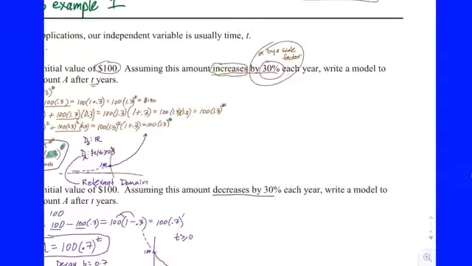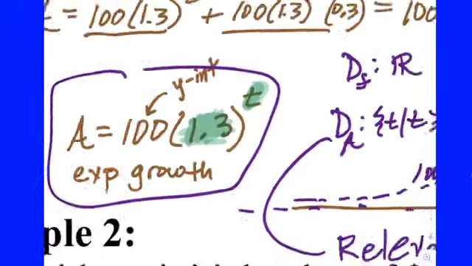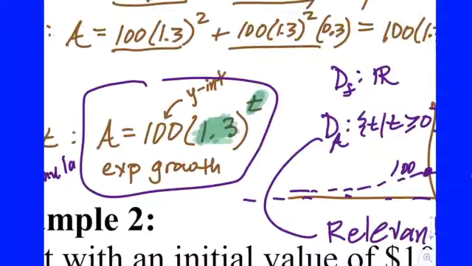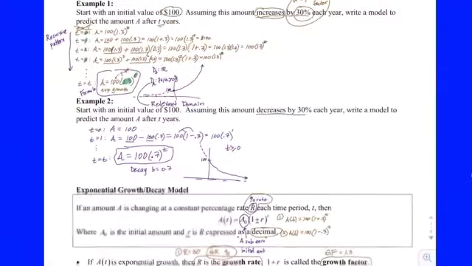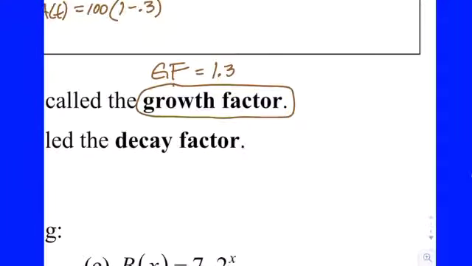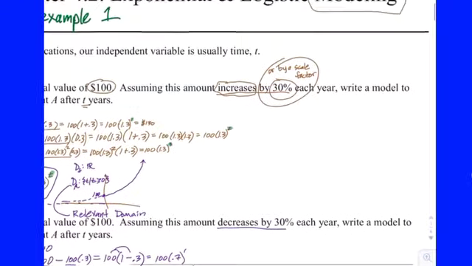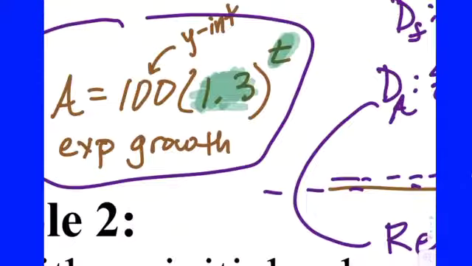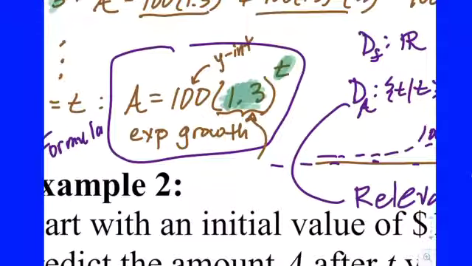If you remember what an exponent does, it's just shorthand for multiplication. So when t equals 1, we have one factor of 1.3. When t equals 2, we have another factor of 1.3. When t equals 3, we have another factor of 1.3. So basically, the growth factor is essentially the what in the equation? What do we call this? The base. Yeah, it's that easy.